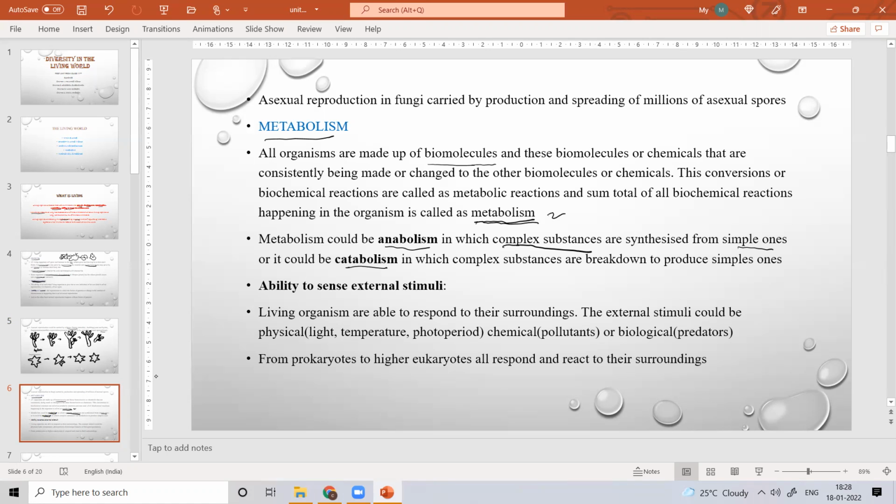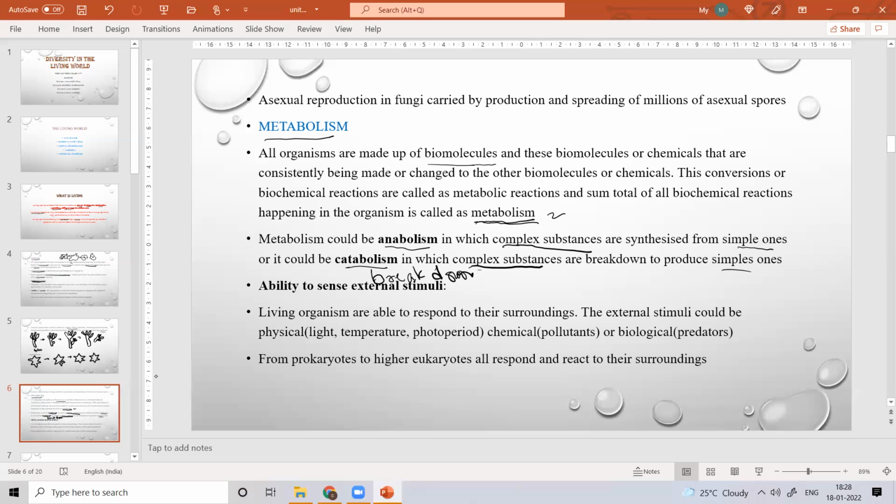And catabolism is breaking down. Catabolism is the breaking down of complex substances into simple ones. That means if a complex protein is breaking down into its respective amino acids, then it is called catabolism.